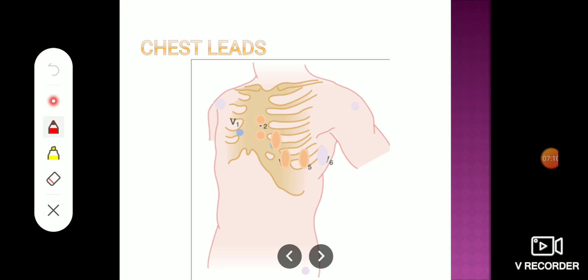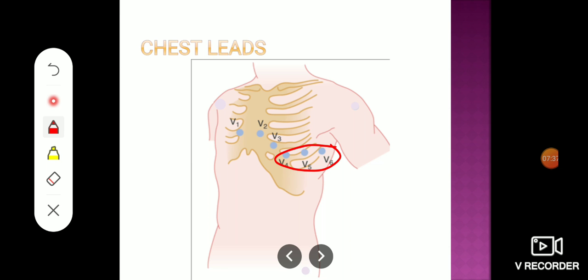Lead 1, you can see, is labeled as V1. It is located on the right side, 4th intercostal space. V2 is located on the left in the same 4th intercostal space. V3, V4, V5, V6: these are placed in the 5th intercostal space. So all of these you can see are going horizontally and picking up potentials coming from the heart.